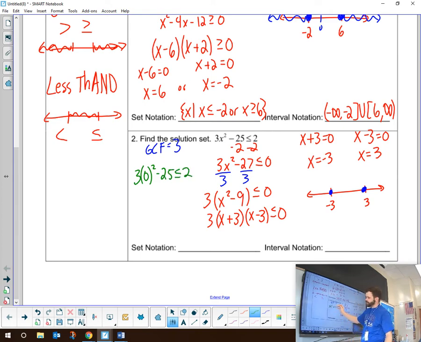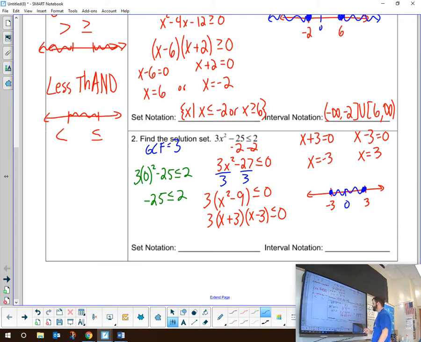Well, 0 squared is 0. 0 times 3 is 0. So we have negative 25 is less than or equal to 2. And hey, look, negative 25 is less than or equal to 2. So wherever 0 is, that's where we're going to fill in. And 0 is in between negative 3 and 3. So we're going to fill in between those two.